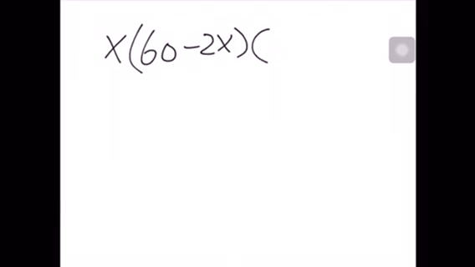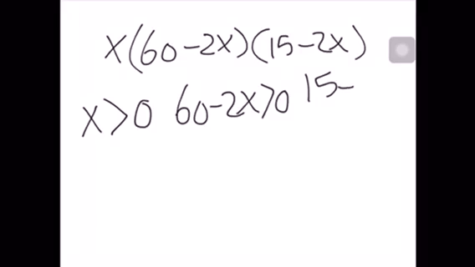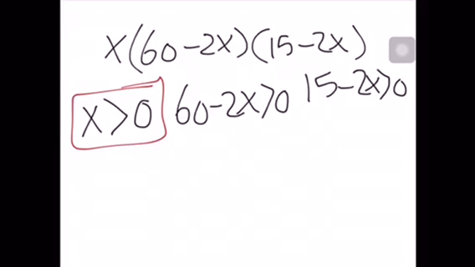For b, we have to find the domains first. So, we know that we have x, we have 60 minus 2x, and we have 15 minus 2x. We're going to put x is greater than 0, 60 minus 2x is greater than 0, and 15 minus 2x is greater than 0. This is already answered. We have to do this now.